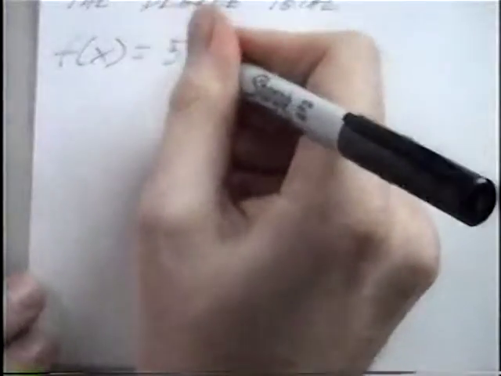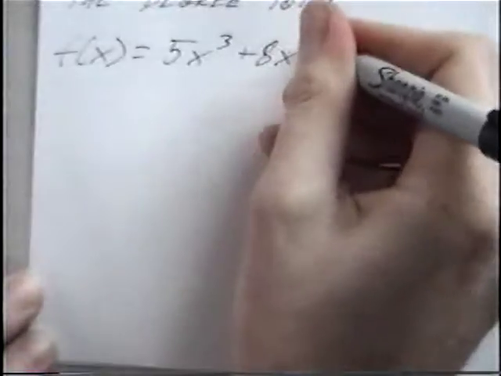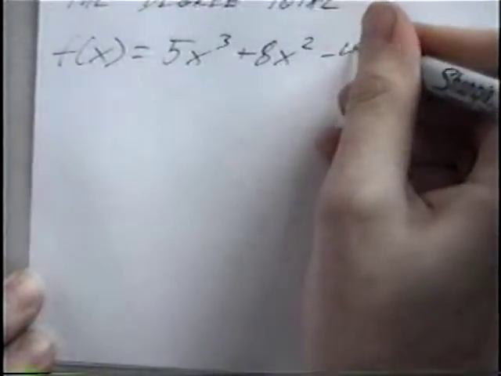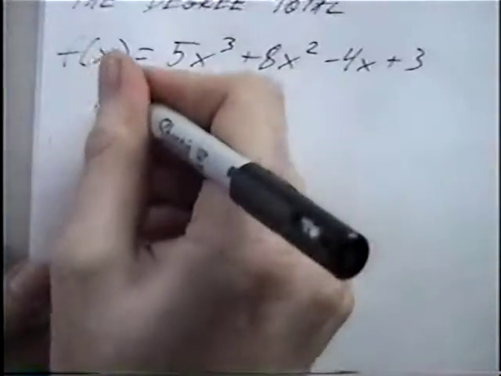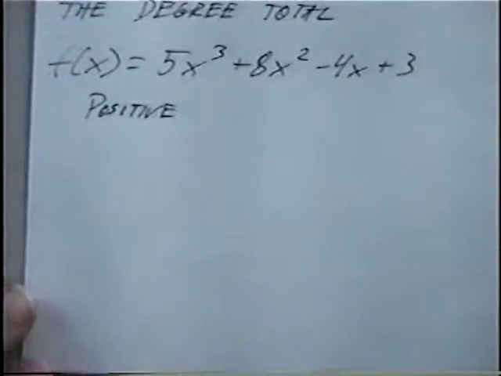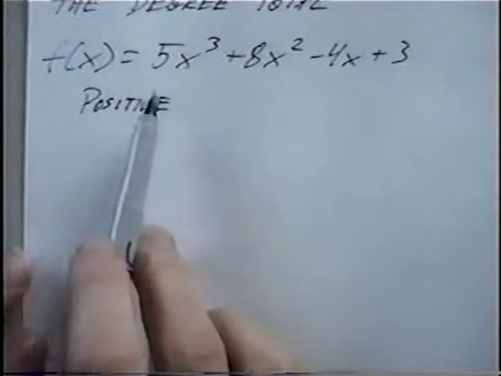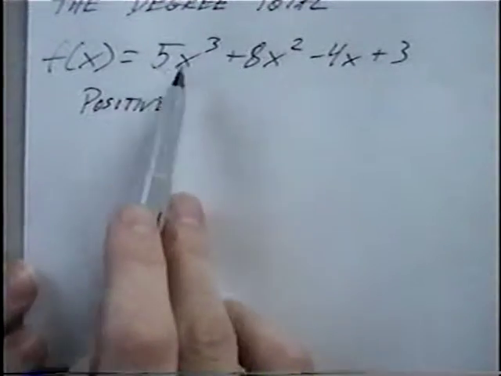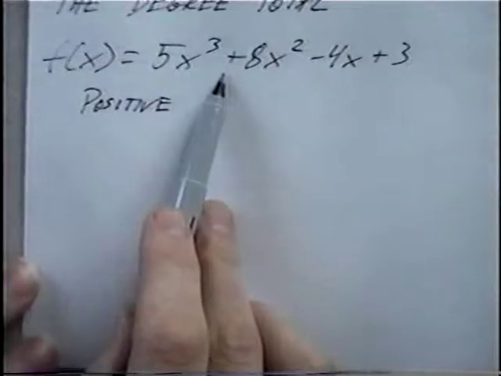The first question that will find the type of zeros is f of x equals 5x cubed plus 8x squared minus 4x plus 3. For the positive zeros, we will count the sign changes, how many times the function goes from positive to negative or negative to positive.